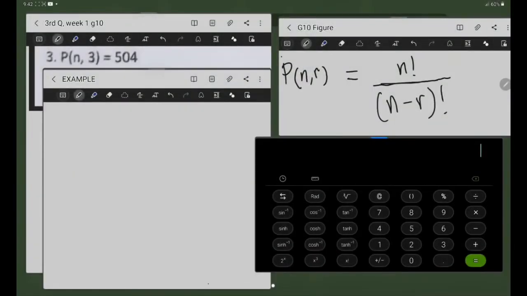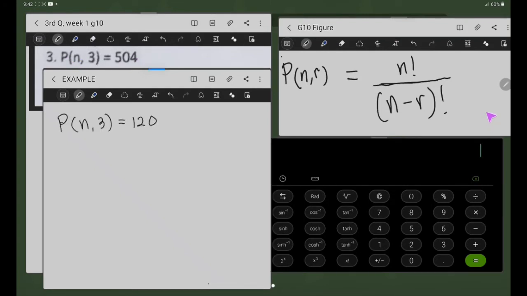Ito, number 3, bigyan natin ng example. Permutation of n things taken 3 at a time is equal to 120. So yung n yung hanapin natin dito. Gamitin natin ito. So yung n is equal to question mark, yung r natin is equal to 3. So this is n factorial over n minus 3 factorial is equal to 120.